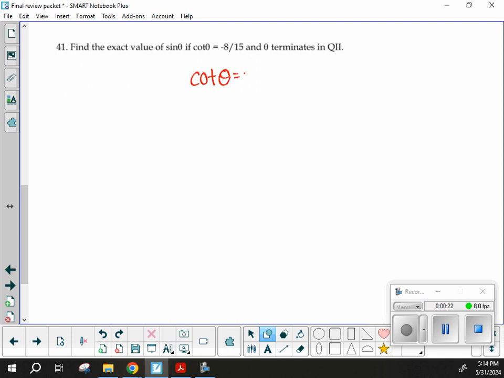So instead of opposite over adjacent, this is adjacent over opposite. Now, let me write something on here, because what could be going on, and we have to figure this out, is that negative could belong with either the 8 or the 15. It could never belong with the hypotenuse because that's always positive, but could be in either case. So here's how we'll determine where that negative goes.